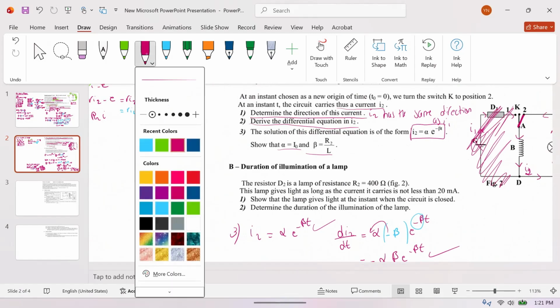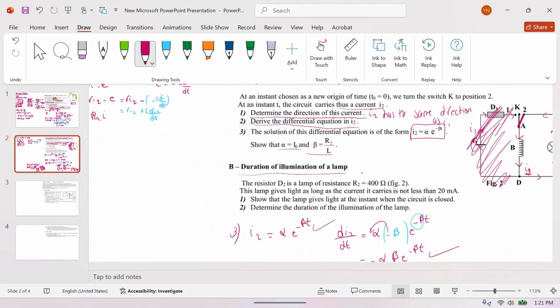Now, part B, duration of illumination of a lamp. The resistor D2, we have R2, it's 400. This lamp gives light as long as the current it carries is not less than 20 milliampere, which divided by 1000, is 0.02 ampere. Show that the lamp gives light at the instant when the circuit is closed. Just when we close the switch on position 2, I will re-say it.